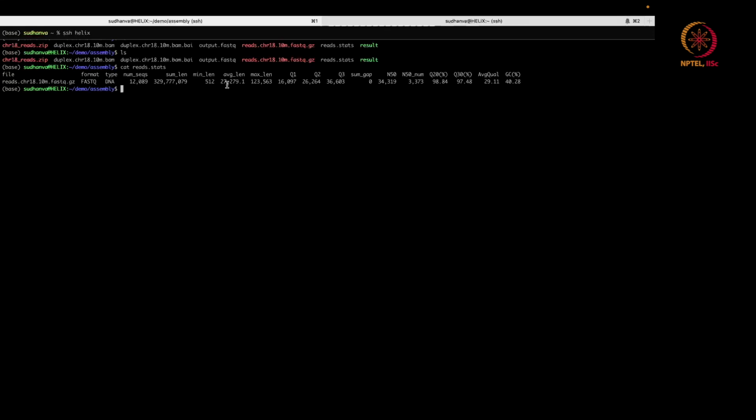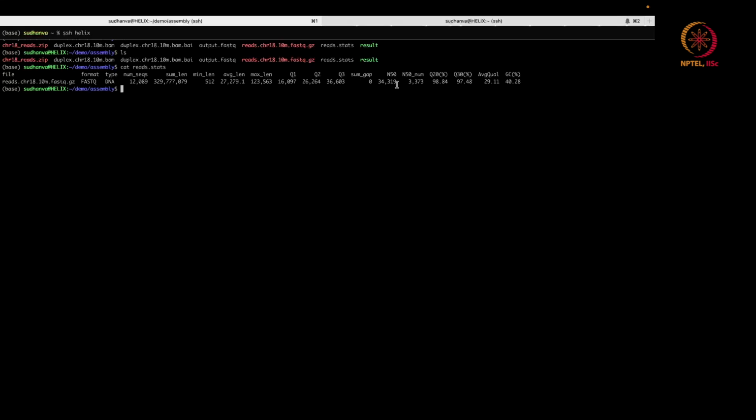The average length is around 27,000 and the median length, which is the N50 value. The N50 is a statistic which is used to describe the length of the shortest read at half the total length of reads, assuming that you have sorted all the reads in order of decreasing length.